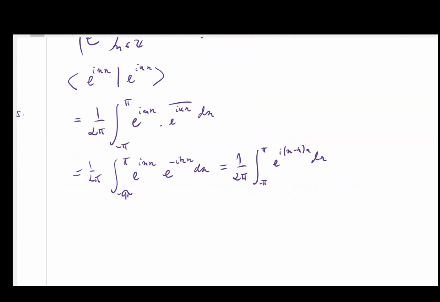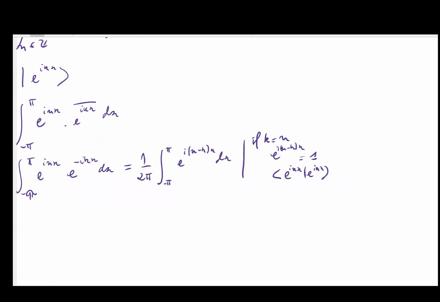Two cases. If k is equal to n, we get that e^(i(n-k)x) is equal to e^(i0x), which is equal to 1. So the inner product of e^(inx) with itself will be 1 over 2 pi times the integral from negative pi to pi of the constant function 1, and that's going to be equal to 1. So that's normalized already. Now let's find the orthogonality.